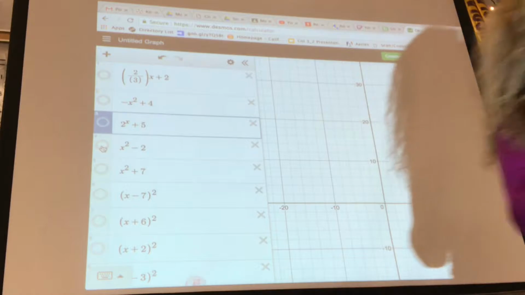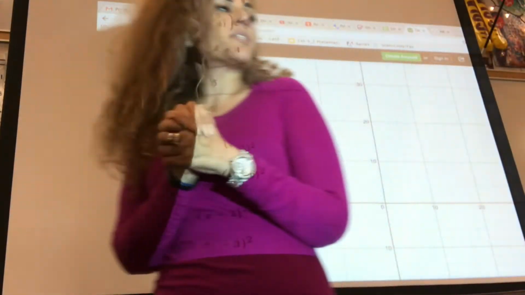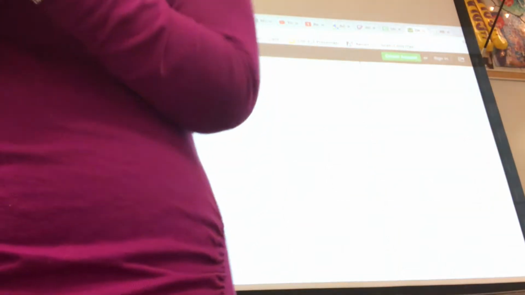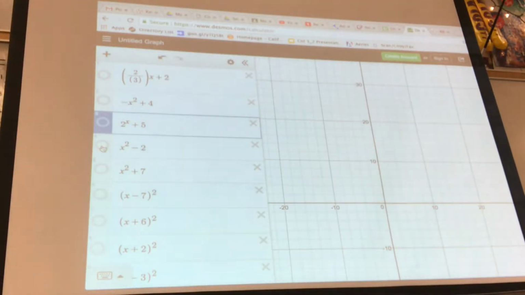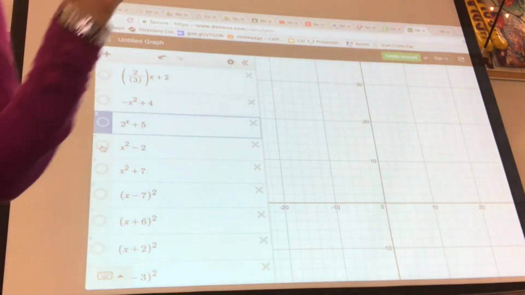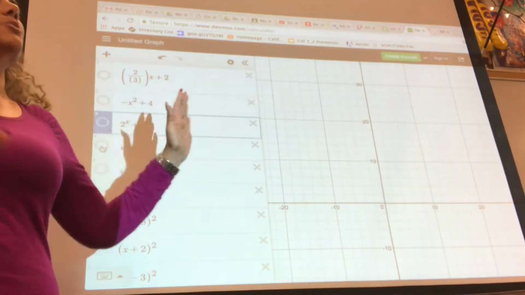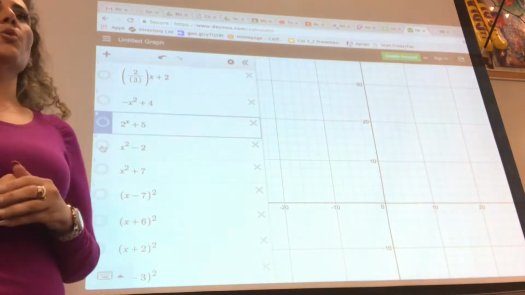Last night I asked you to plug in Fab 5. And a lot of us had a little bit of trouble with that. I did get a lot of messages on Remind about that. So I want us to take some time this week to really practice plugging in our Fab 5. So we're going to take a step back, and we're going to use Desmos tonight. And I'm going to show you how to use Desmos to answer your question.